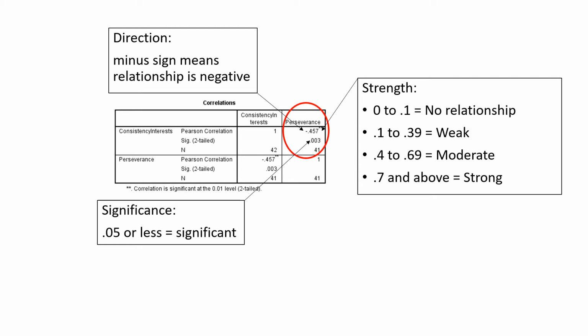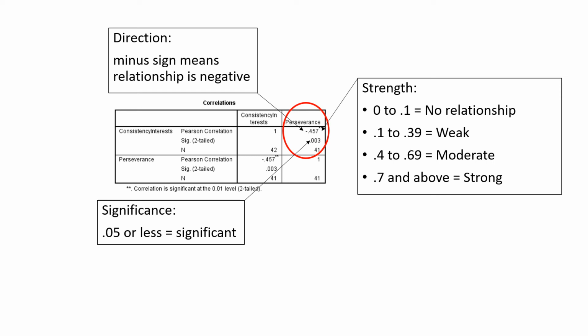To determine the strength of the relationship, we look at the number in the Pearson correlation line. Different researchers use different cutoff values for calling a correlation strong, but the information in this slide is consistent with most interpretations. That means the correlation in the example is moderate in strength.